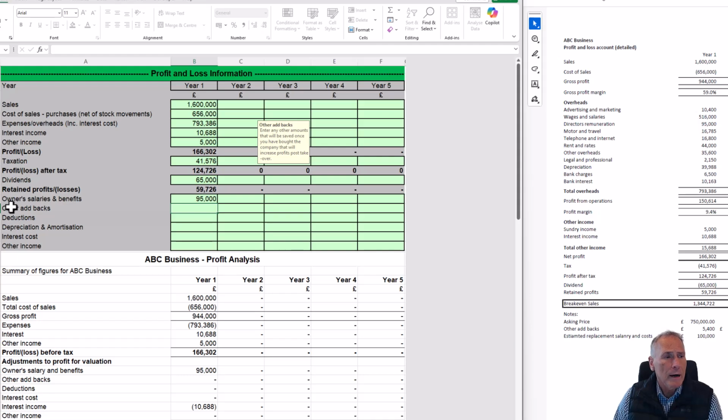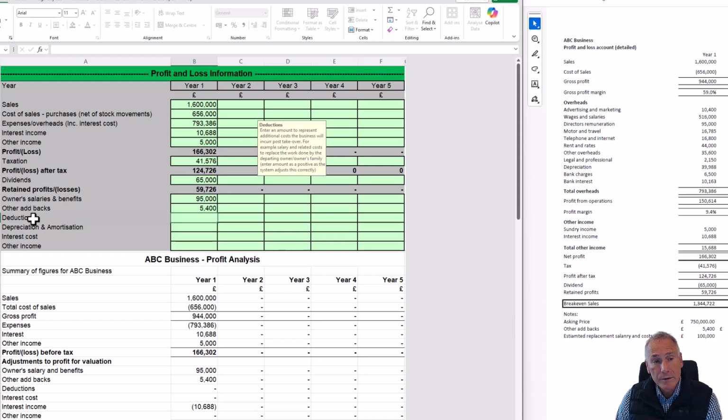Now, there are other add backs that you might want to add back here, and that might come out as a result of a conversation with the owner and digging deeper into the information, which I've effectively done here. So I've got other add backs in this particular year are £5,400. Now, deductions. Deductions could include, for example, replacing the business owner with a person to run the business for you so that you're not tied to running that business.